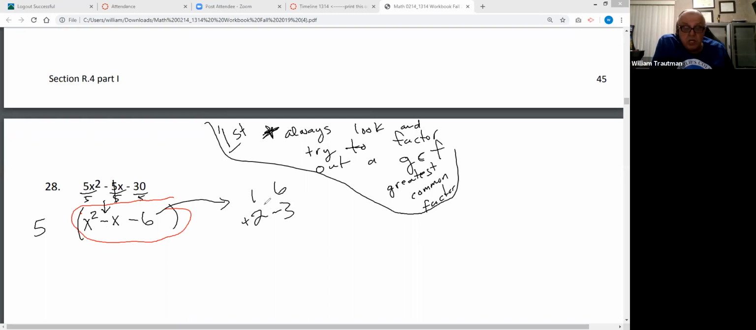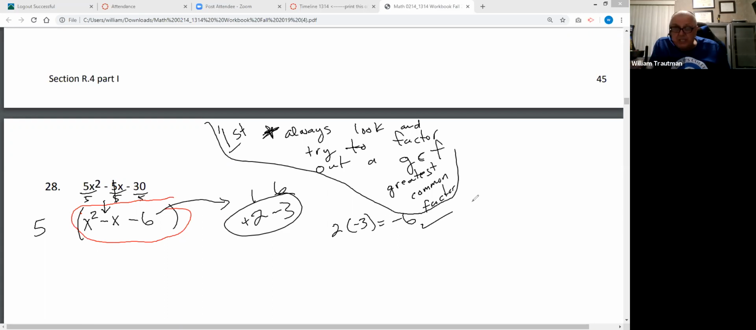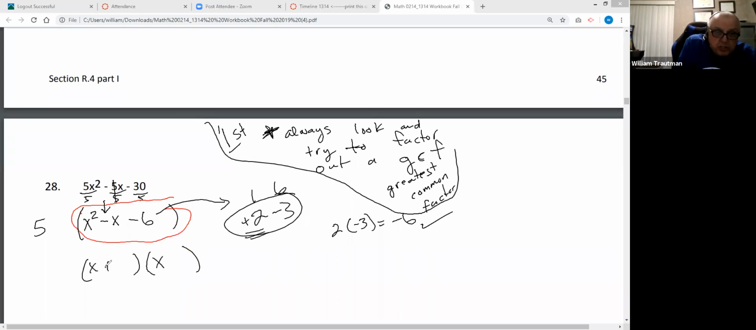If you're not sure, put it in your calculator. 2 minus 3, enter, it gives you a negative 1. When you multiply these 2 together, 2 times a negative 3, do you get the last term? Yes. A positive 2 times a negative 3 does equal a negative 6. So this part factors to x and x, and a plus 2 and a minus 3.